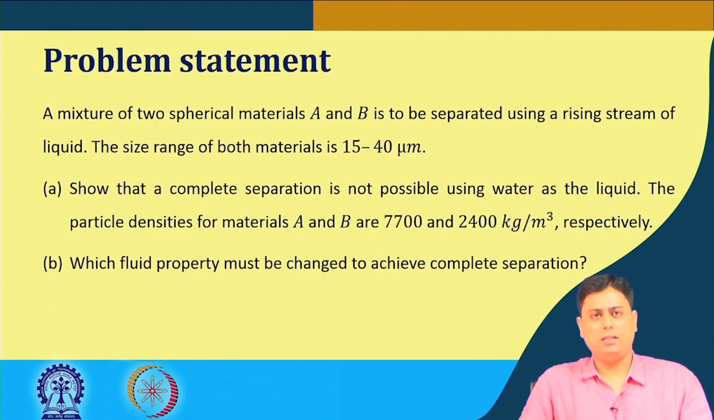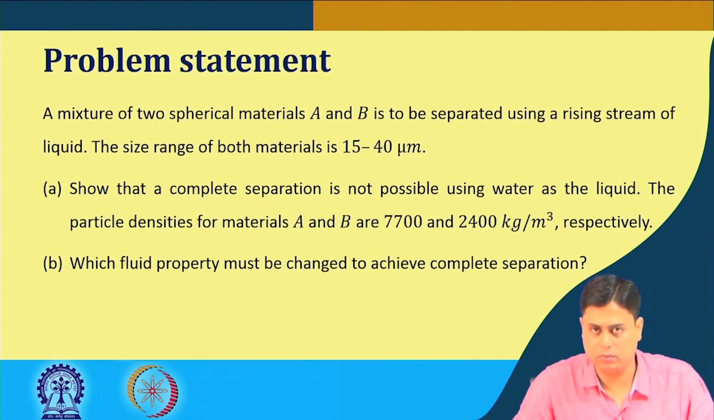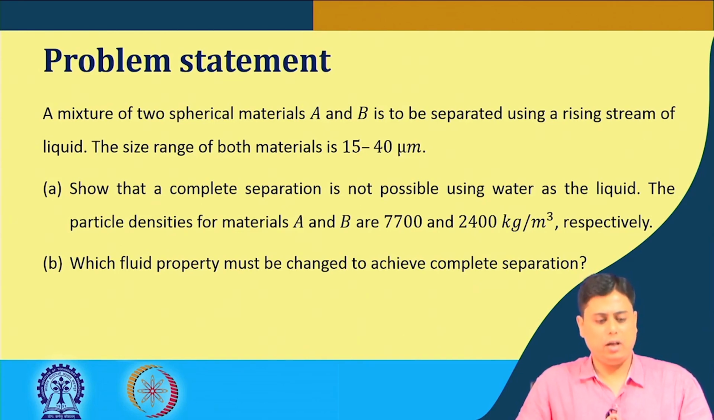Okay, and this is pretty interesting and complex as well, I would say. So pay very good attention to the problem statement and its solution methodology and why it is. So the problem is, there is now a mixture of particle A and B. Both have a size range of 15 to 40 micron. So we have to now show that a complete separation is not possible using water as the liquid, when it is separated in a rising stream of liquid.